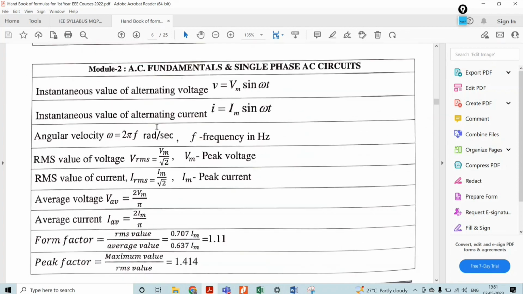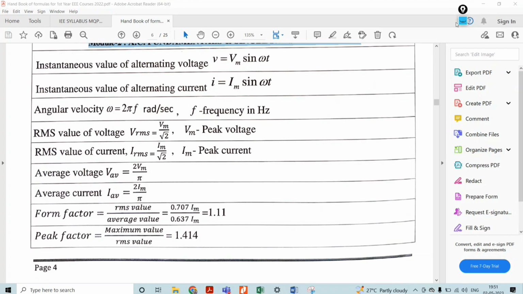Next, with respect to module number 2, fundamentals of AC circuit and the single phase circuit are to be present. They have given the instantaneous voltage equation and instantaneous current equation: V is equal to Vm into sin omega t, I is equal to Im into sin omega t. What is this omega? Angular velocity, that is omega is equal to 2 pi f, measured in radian per second. Then what is this f? That is the supply frequency, measured in hertz.